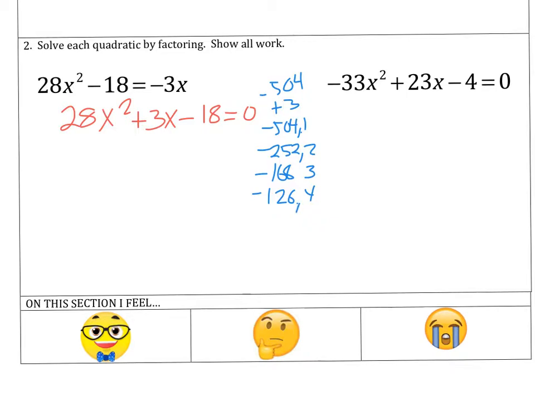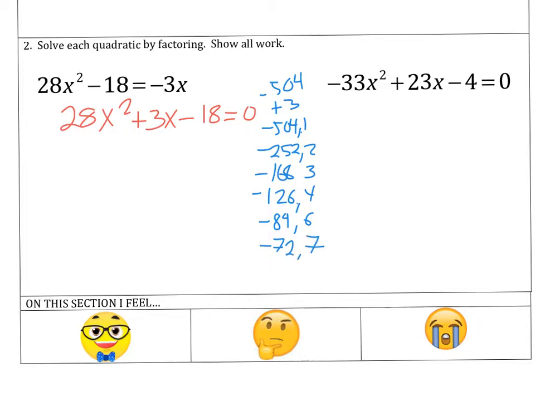Nope, 5 doesn't work. 6 should work. 504 divided by 6 is going to be 84. So negative 84 and 6. Still too far away. 7, I don't think works. Oh, it does. 72. I'm so glad I chose this number. Oh, I should have known that worked. So negative 72 and 7.